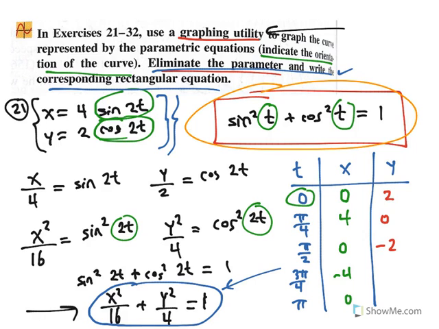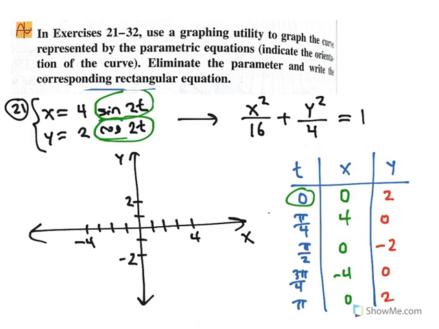And then we have, if t is 3 pi over 4, then 2 times 3 pi over 4 will be 3 pi over 2. Cosine of 3 pi over 2 is 0. 2 times 0 is 0. And if t is pi, 2 times pi is 2 pi. Cosine of 2 pi is 1. 2 times 1 is 2. So you can take these ordered pairs and you can plot them, and that will give you the graph of the set of parametric equations that we have.